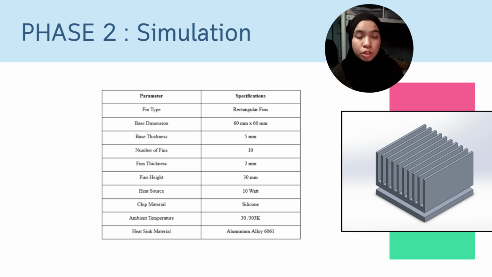As we can see in the figure beside, the top section represents the heat sink fins, of which the material used is aluminum alloy 6061, while the chip is located underneath the base, of which the material used is silicon. Next, let's continue to our next part.